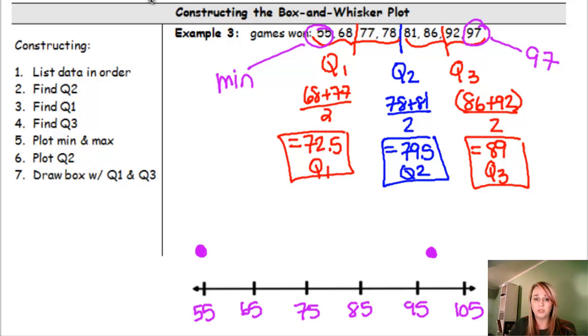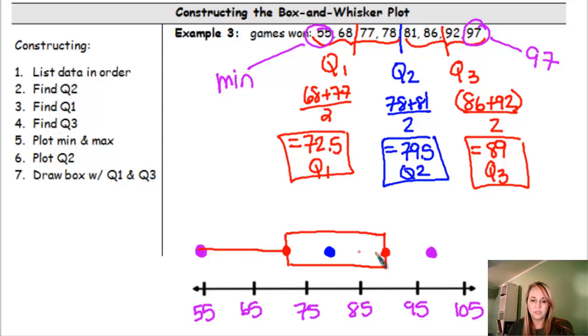Now I need to plot Q2. Q2 is in blue. Let's say Q2 is 79.5. So it's about right here. And then I need to plot Q1 and Q3. Q1 is at 72.5, which 70 is about here, so 72.5. And Q3 was 89, so it's about right here. So here's the ends of my box. Q1 and Q3 are the ends of my box. And then I just want to connect the whiskers. Some people draw a line right here where they have Q2.